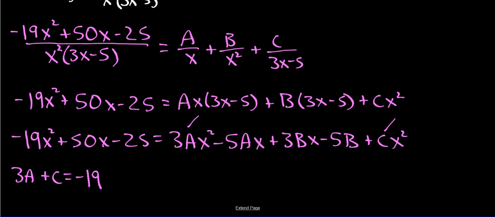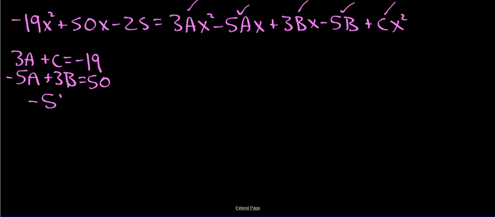Then I have the x's, so I've got negative 5a plus 3b, and that has to equal 50. And then all that's left is this negative 5b, and that negative 5b has to equal 25, which means that b is equal to negative 5. Okay, so b is negative 5.